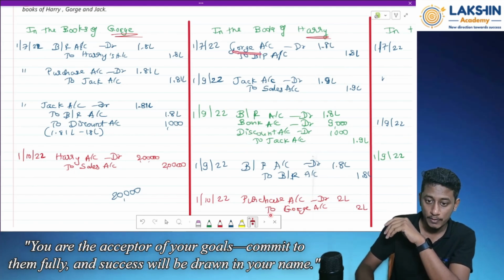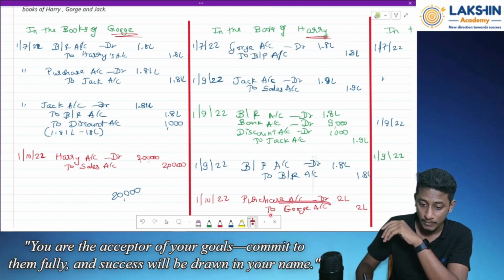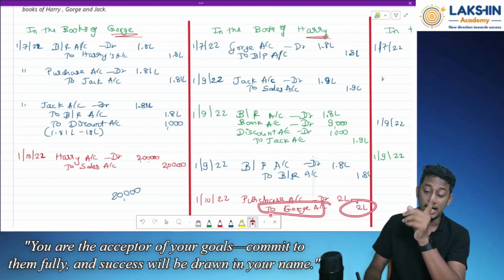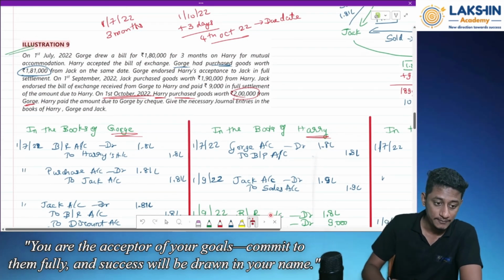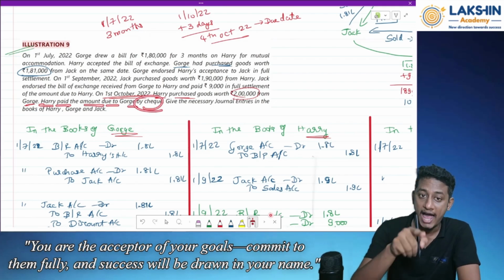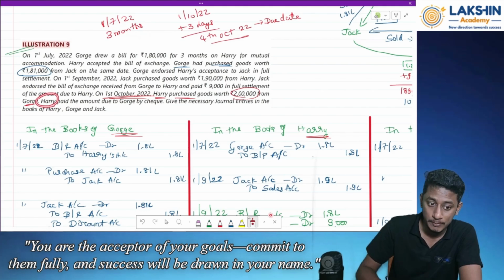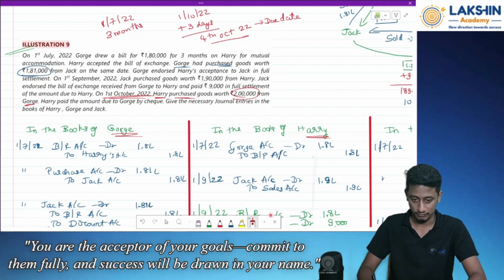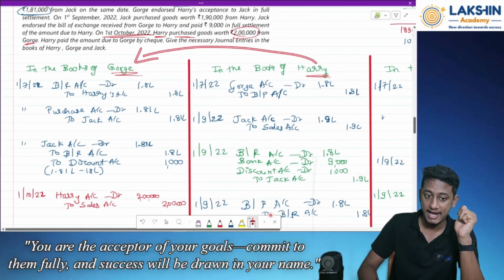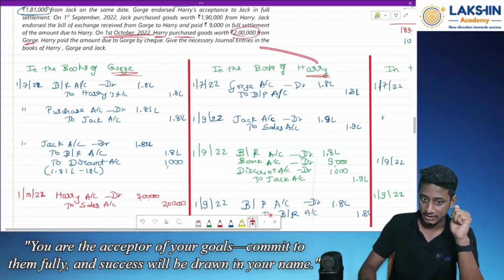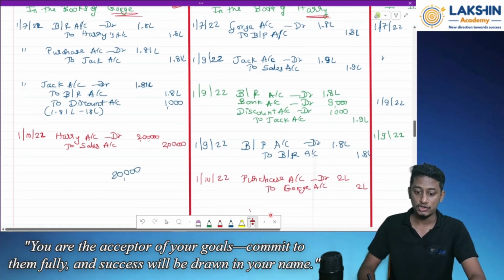Then we had opened George's account over here by debiting it for 1.8 lakhs, and we have opened it over here once again for rupees 2 lakhs. Again, that means there is a 20,000 rupees balance remaining. But as per the question, what has happened next? Harry paid the amount due to George by check. So whatever amount was pending to be paid to George has been paid through a check. Now, pass the entry. Who has paid whom? Harry has paid George.